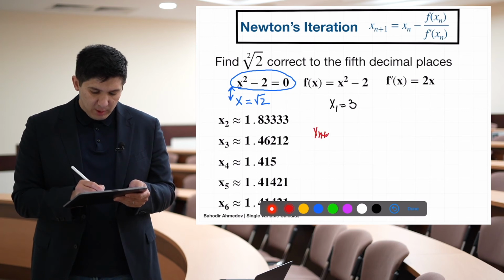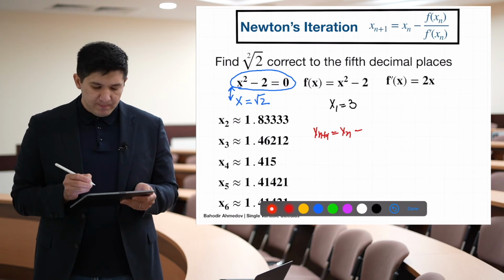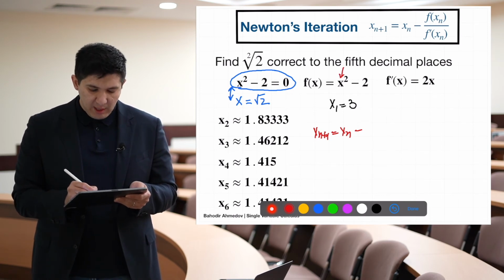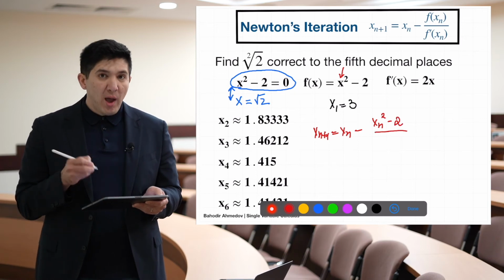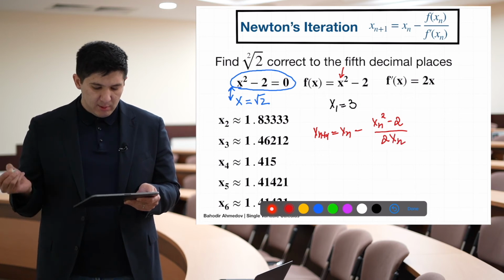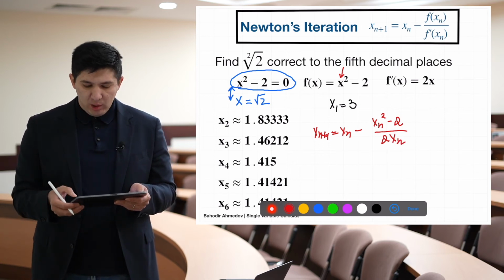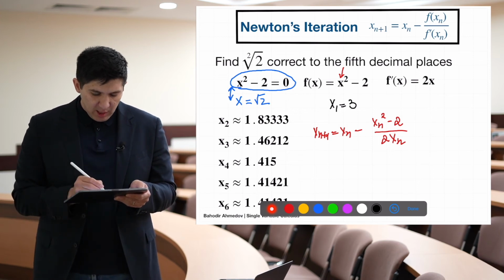x_{n+1} is equal to x_n minus f of x_n, which, if I substitute x_n, is x_n squared minus 2, divided by f prime of x_n, which is 2x_n. So you just need to substitute x1 equal to 3 here in order to find x2. Let's try to do this together for this one.